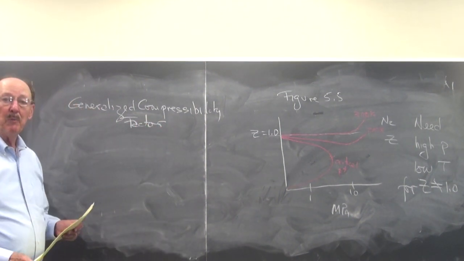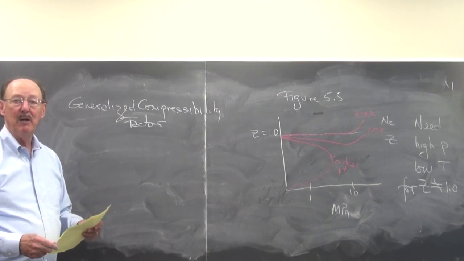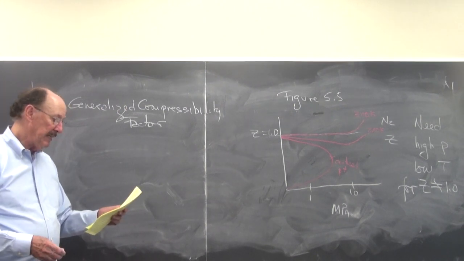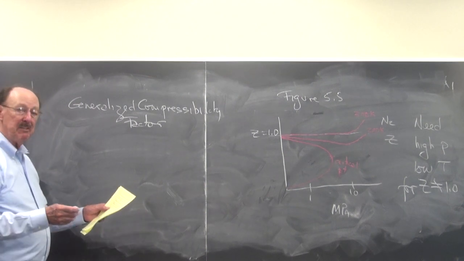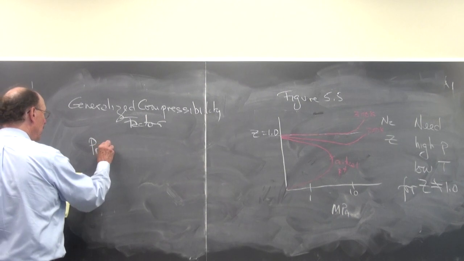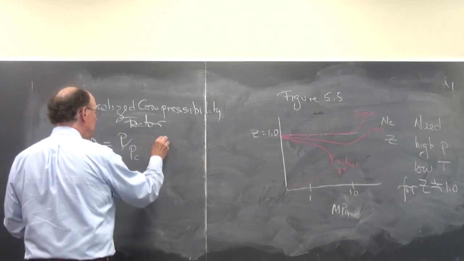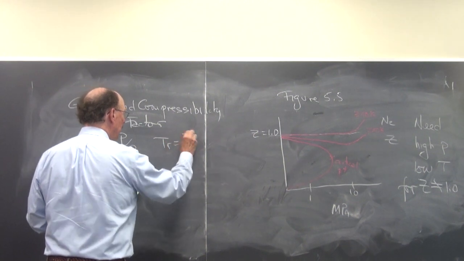And here, what we're going to do is the diagram is going to look a little bit different. We're going to have to find the relative pressure and relative temperature. So we're going to be interested in P sub R, which is P over P sub C, your critical pressure, and T sub R, which is T over T sub C.